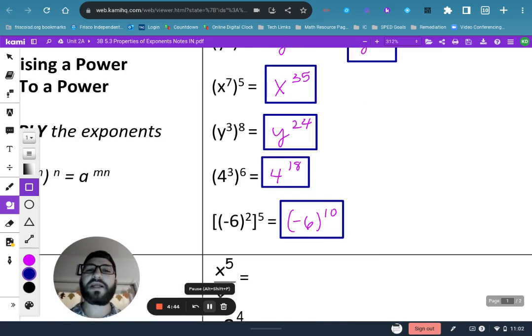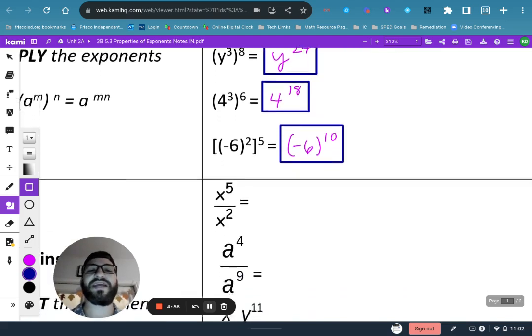All right, just checking in to make sure we got everything correct. Y to the 3rd to the power of 8: 3 times 8 is 24, so y to the 24th. 4 to the 3rd to the power of 6: 3 times 6 is 18, so 4 to the 18th.